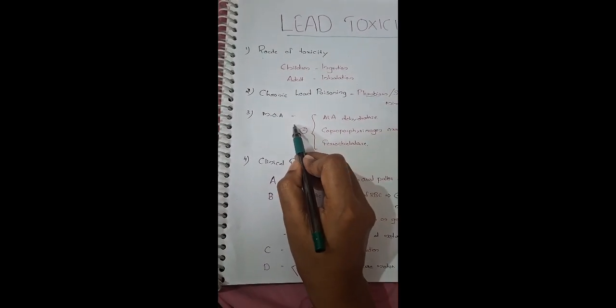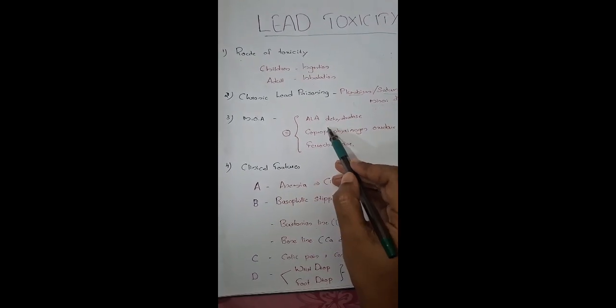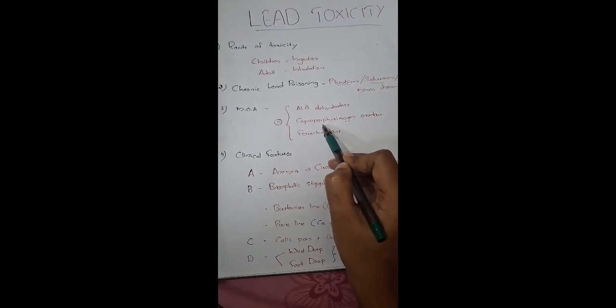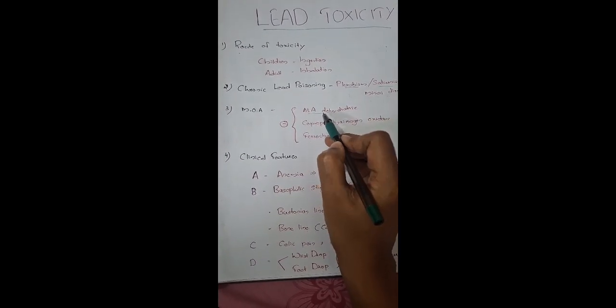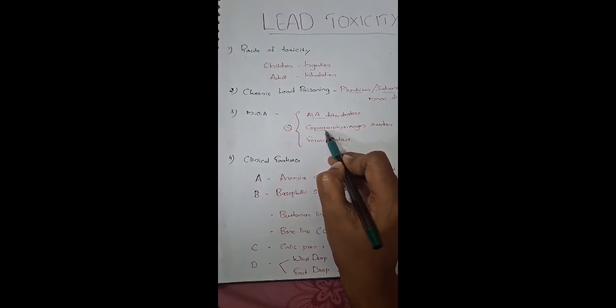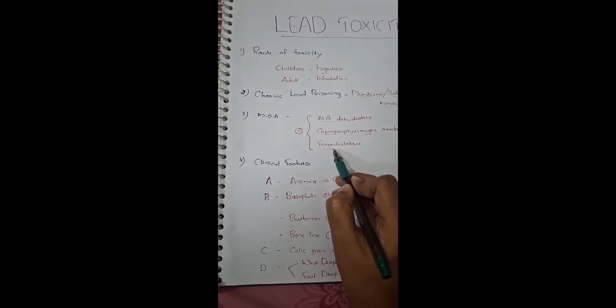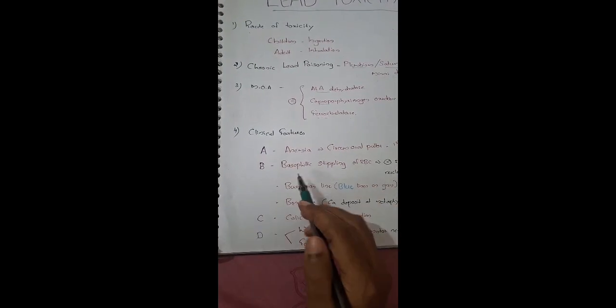Then the mechanism of action. What are all the enzymes that are inhibited in lead toxicity? One is ALA dehydratase, coproporphyrinogen oxidase, and ferrochelatase.